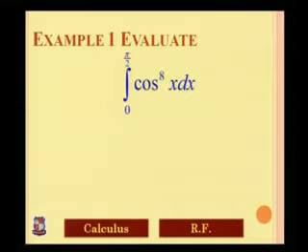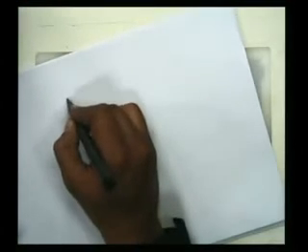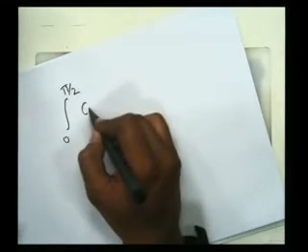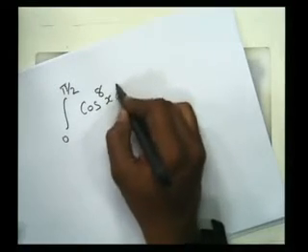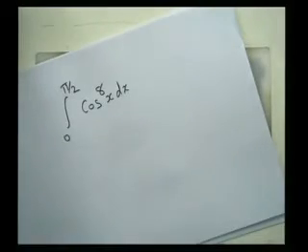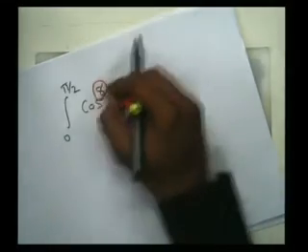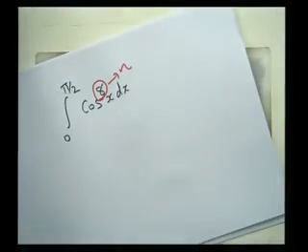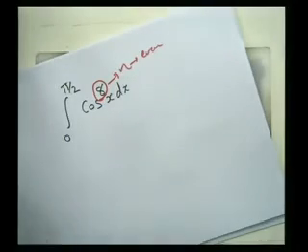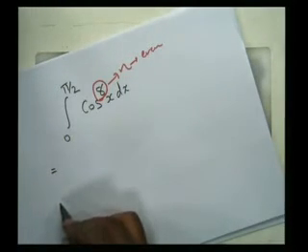Let's try to apply this to evaluate the integration from 0 to pi by 2 of cos raised to 8x dx. Here n equals 8, which is even. So by using the reduction formula, we have n equal to 8.